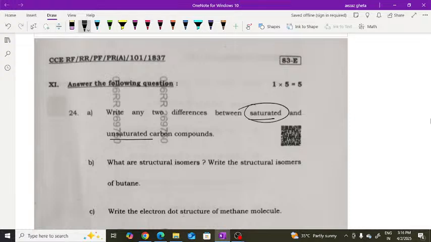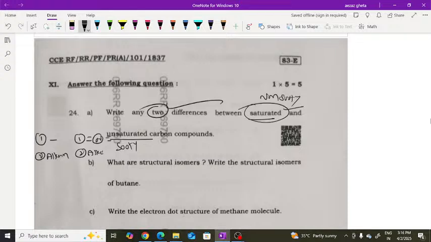You can write about the flame. Sooty flame for unsaturated hydrocarbon, non-sooty flame for saturated. Understood? Very easy. First point, single bond versus double or triple bond. Second point, it includes alkane; the other includes alkene and alkyne. You can write that many points, but they ask just 2 points, so dead easy for 2 marks.